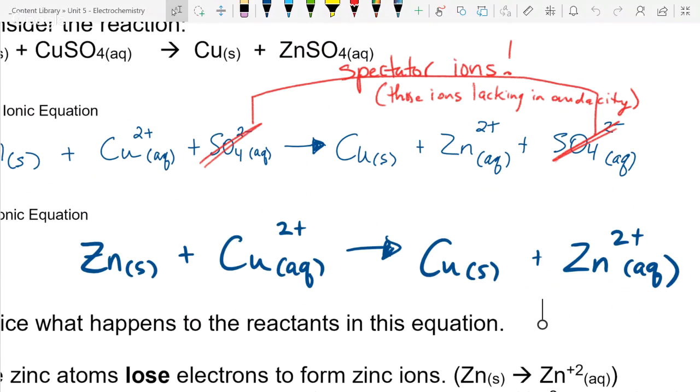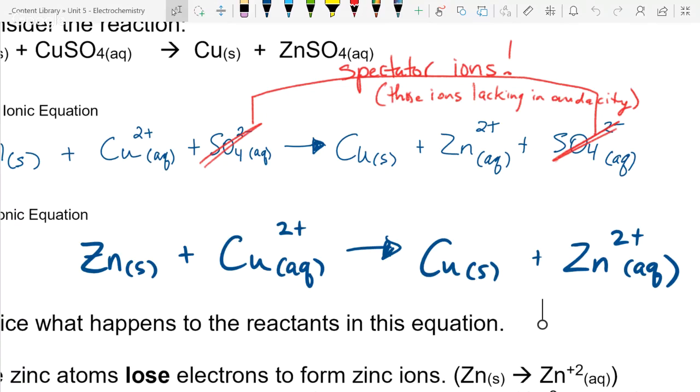But what's going to happen is zinc is going to give 2 electrons to copper. In so doing, copper now has no charge, which means it is no longer attracted to the water, which means it no longer has any reason to stay dissolved. It becomes a solid. But having given up 2 electrons, zinc now has a positive 2 charge, and because it has a positive 2 charge, it is now attracted to the oxygen side of water. Does that make sense? That's what's actually happening in a single displacement reaction.